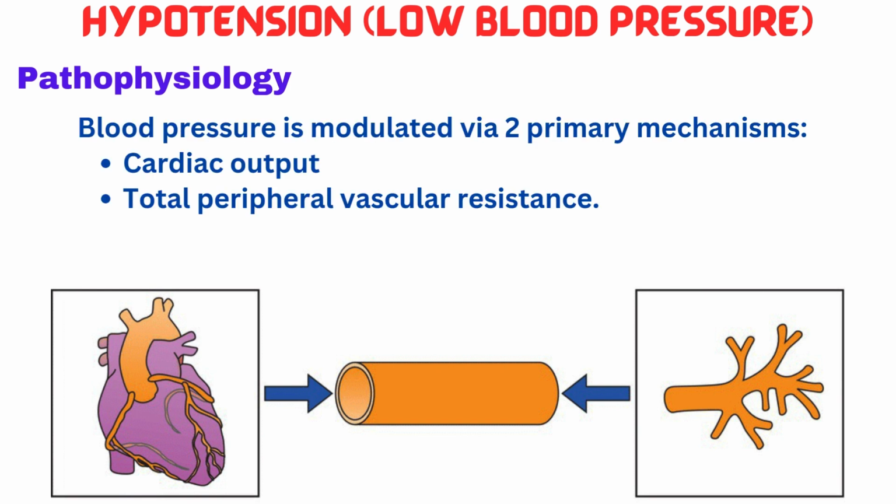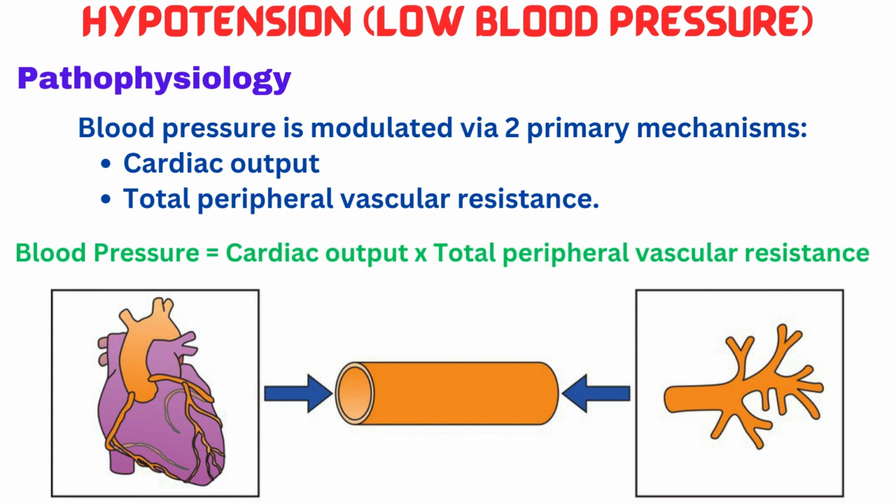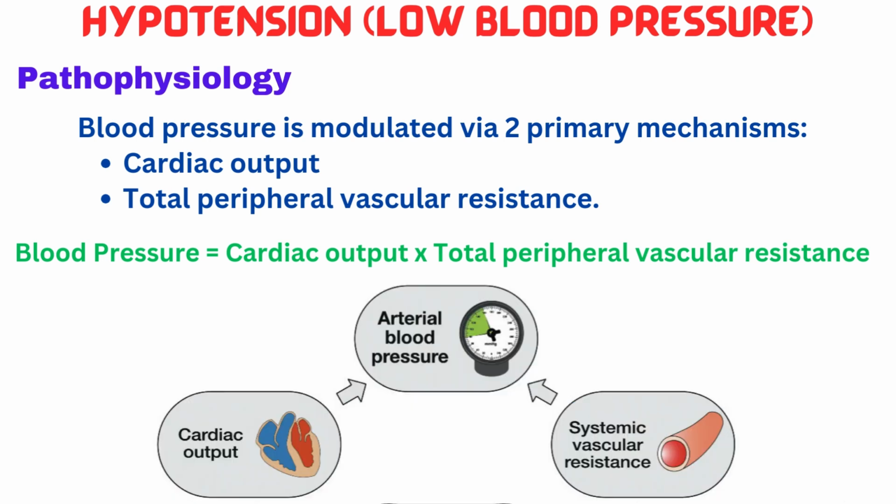Blood pressure is modulated via two primary mechanisms, that is cardiac output and total peripheral vascular resistance. Blood pressure is equal to cardiac output times total peripheral vascular resistance. Therefore, any disease or pathology that impacts one or more of these parameters will induce hypotension. The heart functions as a pump system to generate a pressure gradient for the distribution of blood throughout the body. This pumping potential is referred to as the cardiac output.